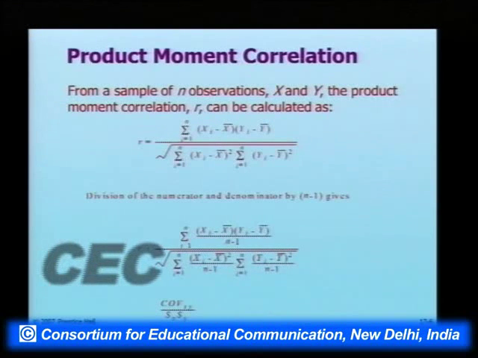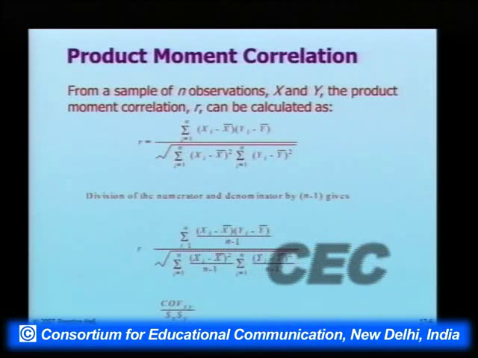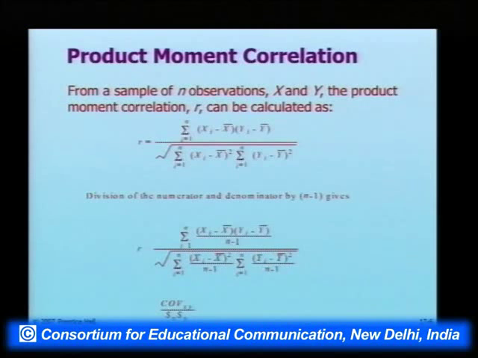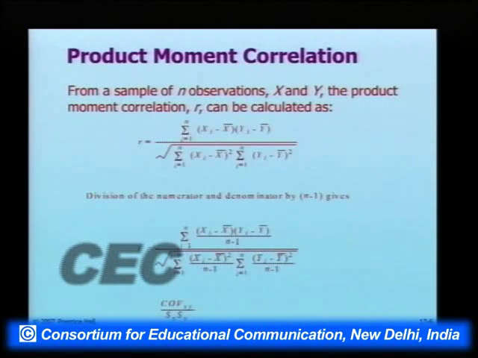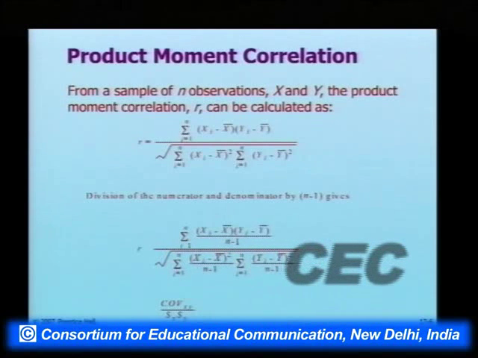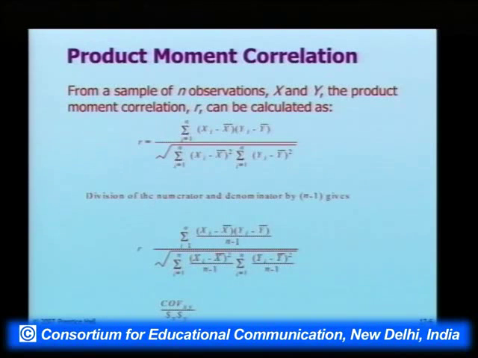If we closely look at this formula, we can see that if we divide both the numerator and denominator by n minus 1, we get what is called the covariance between x and y, divided by the standard deviation of x multiplied by the standard deviation of y. So R is basically the ratio between the covariance of the two variables and the standard deviations of x and y.